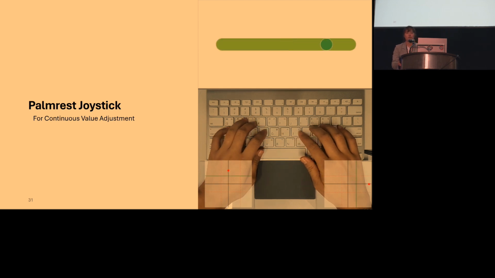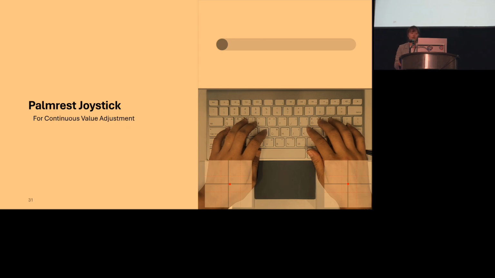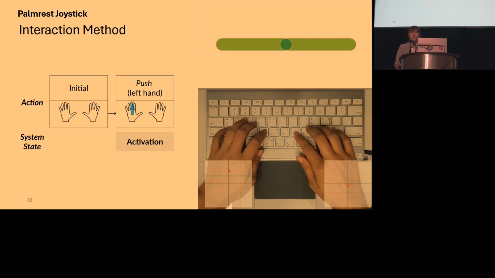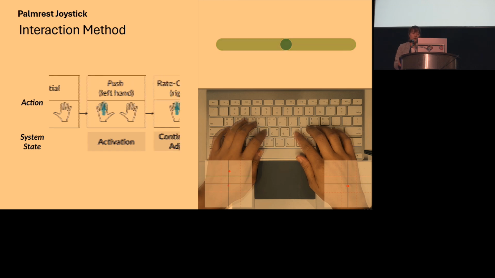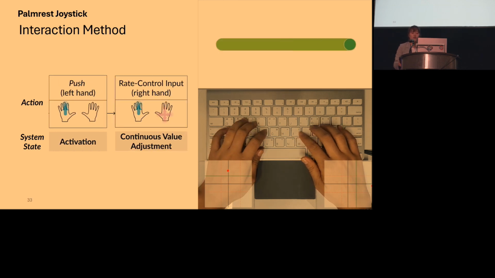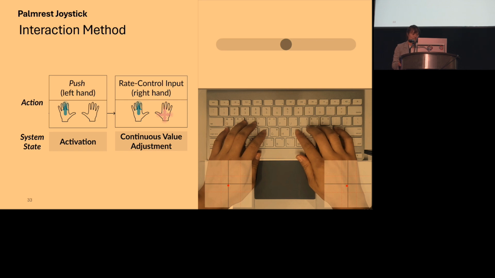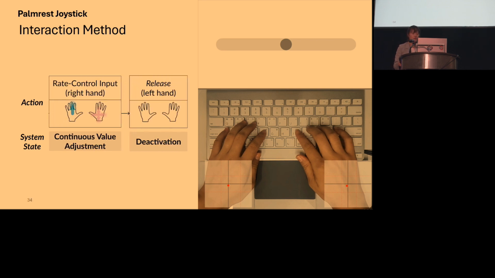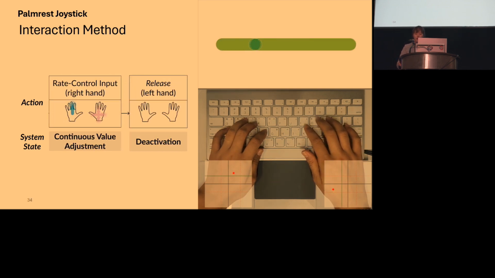Next, we propose another interaction technique called Palmrest joystick, which is used for continuous value adjustment. To use this interaction, there needs to be a distinct mode activation, which can be enabled by maintaining the push action in a certain direction. Once it is activated, the user can manipulate the continuous value with the right hand in a rate-controlled manner. And lastly, the manipulation will stop when the user releases the force with the left hand.